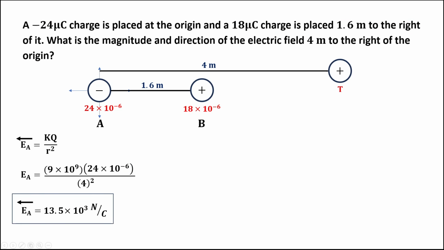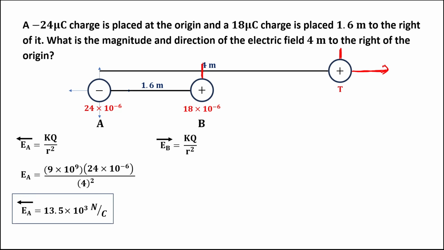Then this time we need to find the electric field for charge B. So we have B and the test charge. Since the test charge is positive and B is also positive, this one is repel. So the direction for this electric field is to the right. Therefore, the electric field for B, the direction, is to the right.